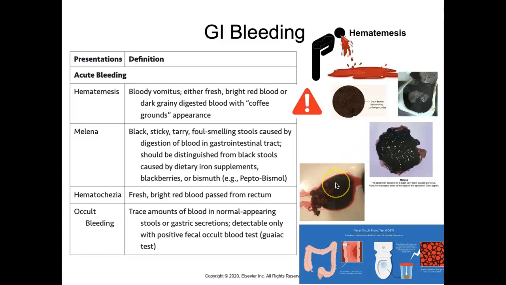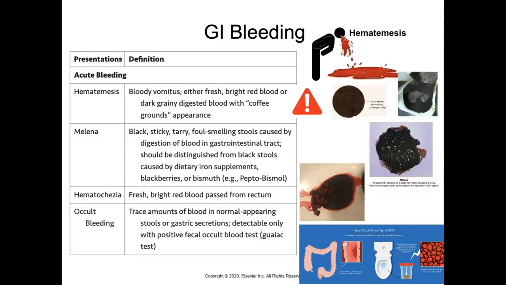Third, we have our hematochezia, and this is when we have a bright red type of blood that has been passed from the rectum. Like we said, we can have this take place in an upper GI bleed that is very rapid, but generally we have some digestion of that blood, and that is going to develop into melena.